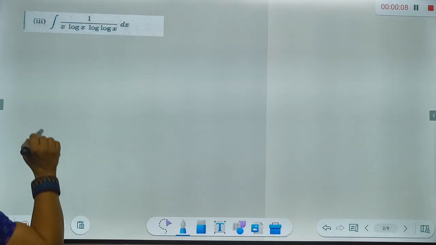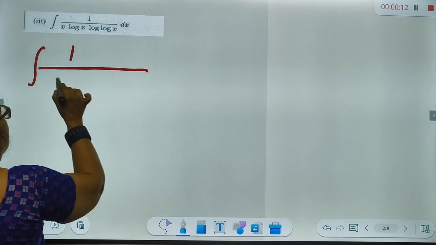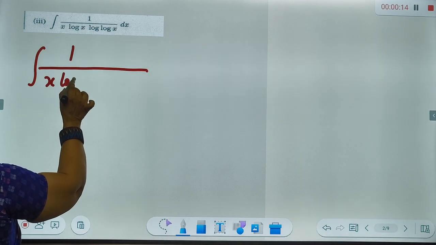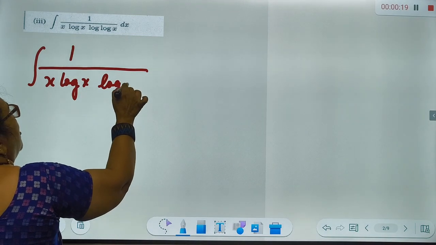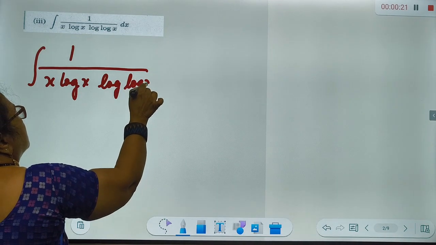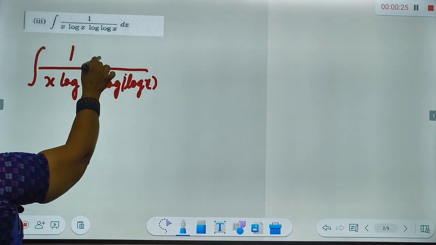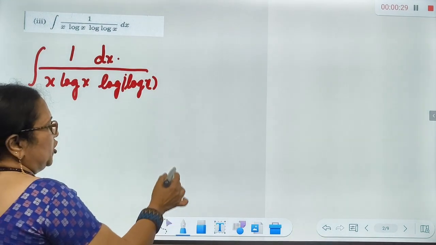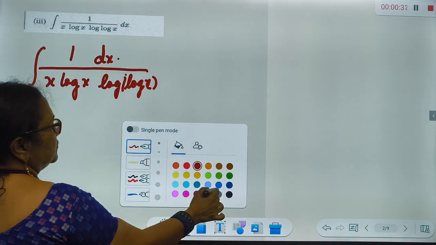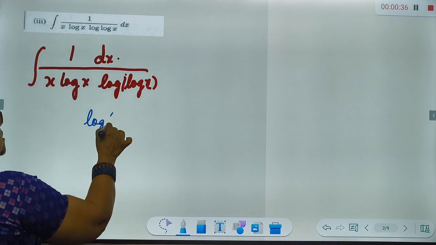Look at the following problem. Integral of 1 by x log x into log of log x dx. Okay. Now I am going to put log of log x as t.